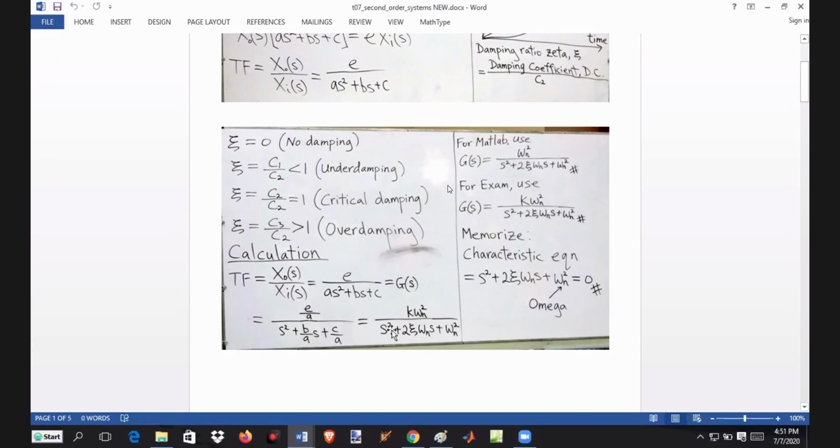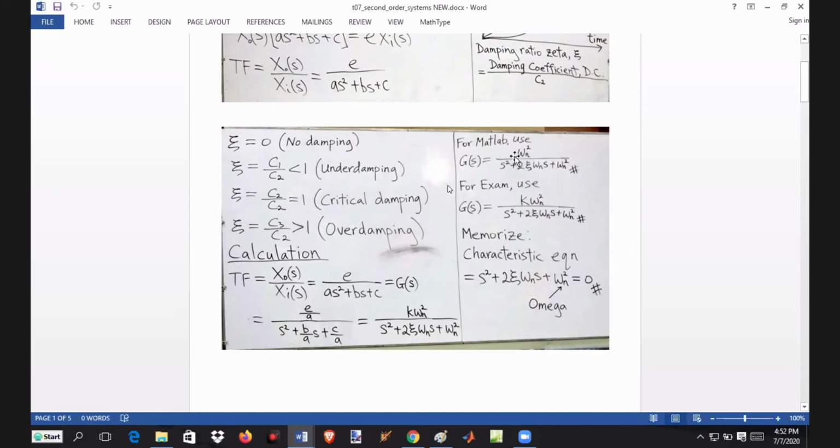So you can copy over: 2 zeta omega n is B over A. Then E over A you can call it K omega n squared, something like that. Up to you to call what level constant you want to call it. So for MATLAB use, K is supposed to be a constant. For examination, K cannot be 1. For MATLAB, K always equal to 1. When you do your MATLAB lab, always take K to be 1 for root locus. I'm talking about root locus.